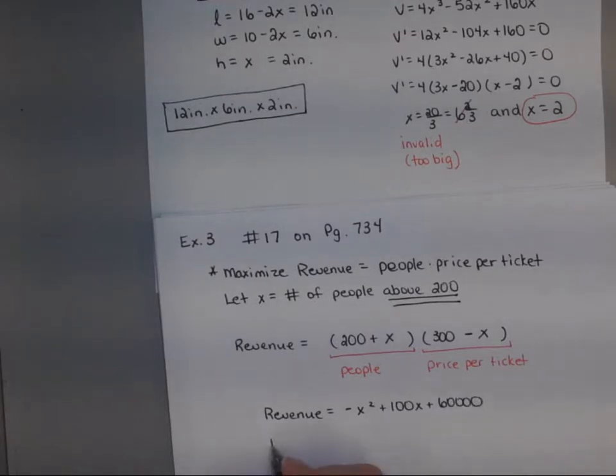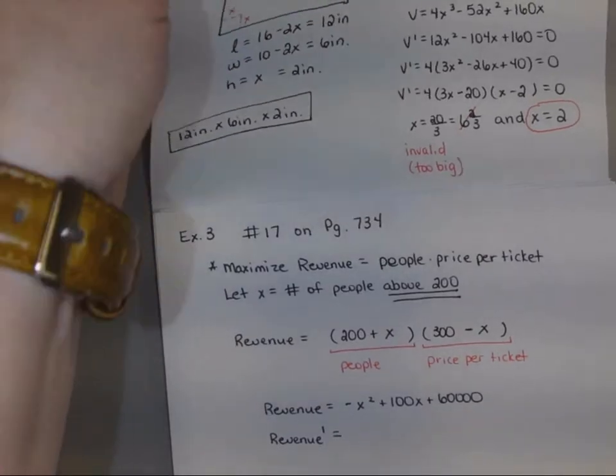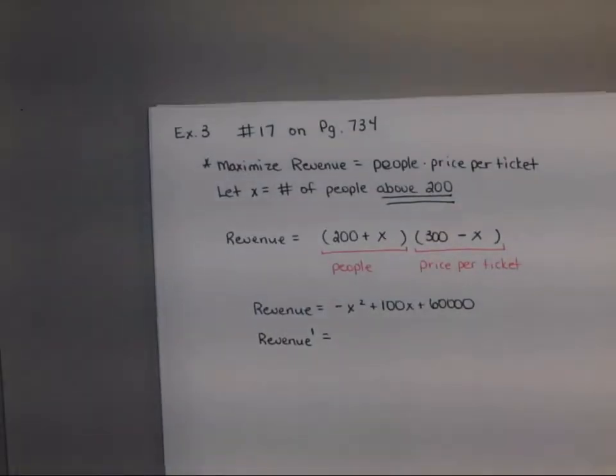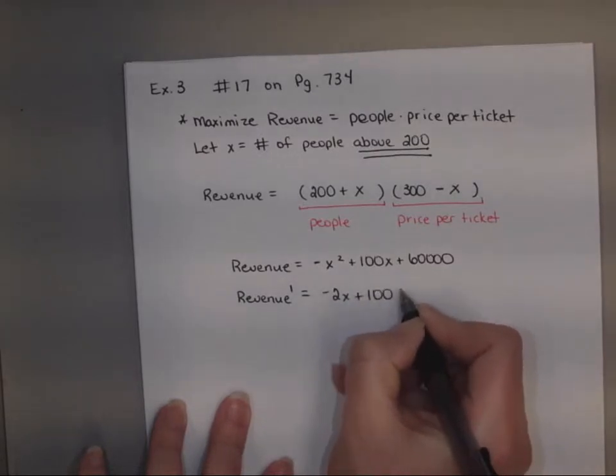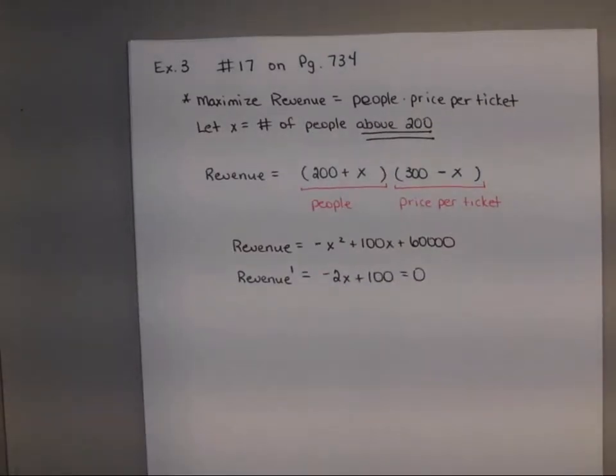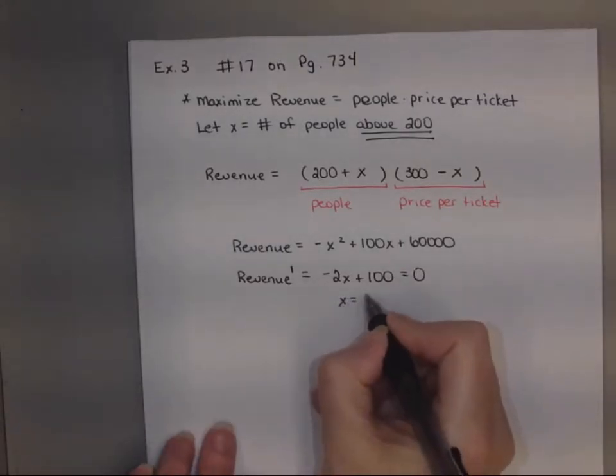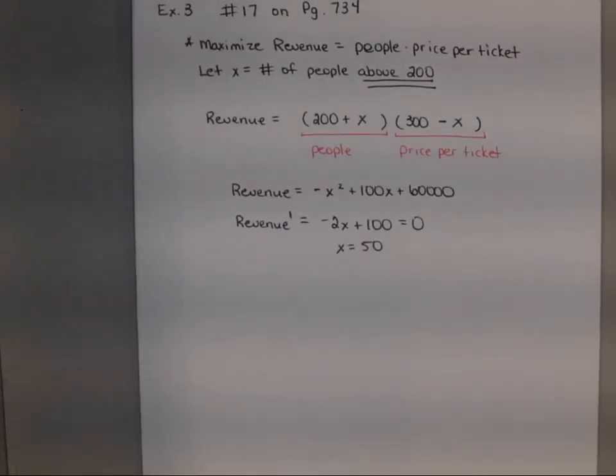But I don't want the revenue. What do I want? I want the derivative of the revenue. Okay, so if I take the derivative of the revenue, what will I have? Negative 2x plus 100 equals 0. So notice this one's actually easier than the first 2, I think, once you get the formula. Okay, so what do you end up getting for x? 50? Okay, so does that mean there's 50 people traveling?